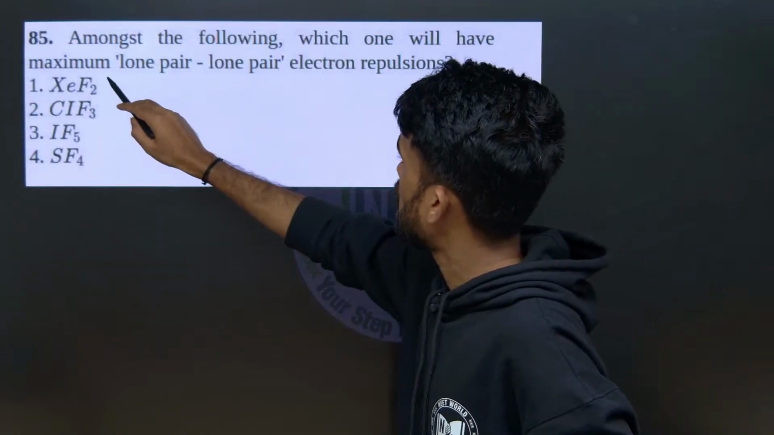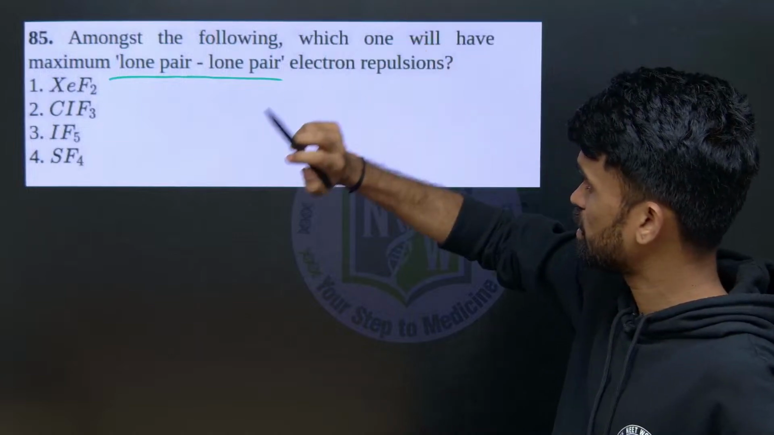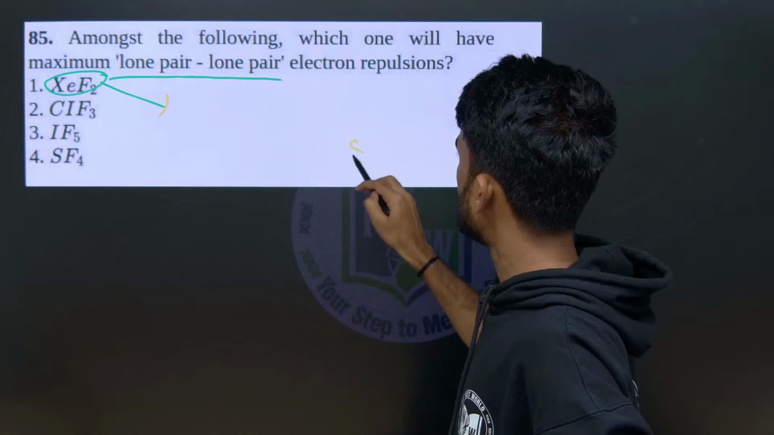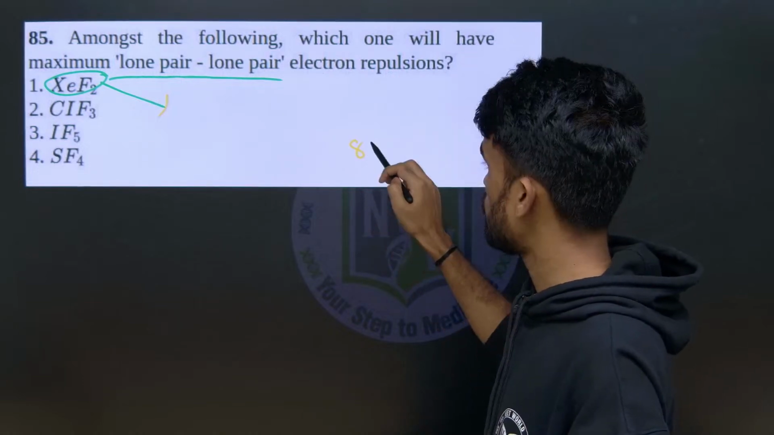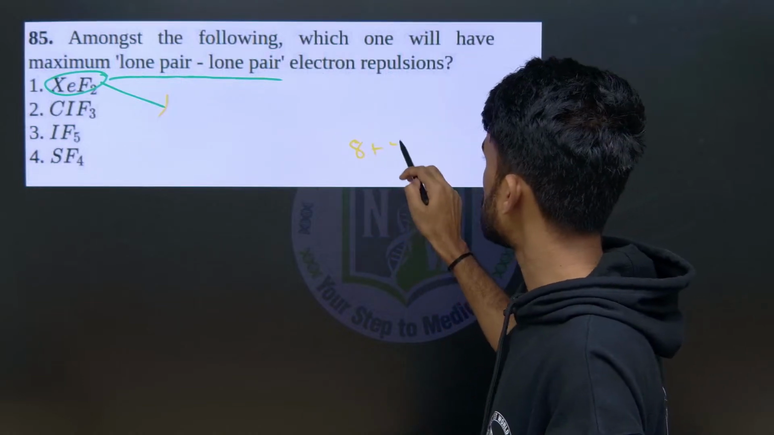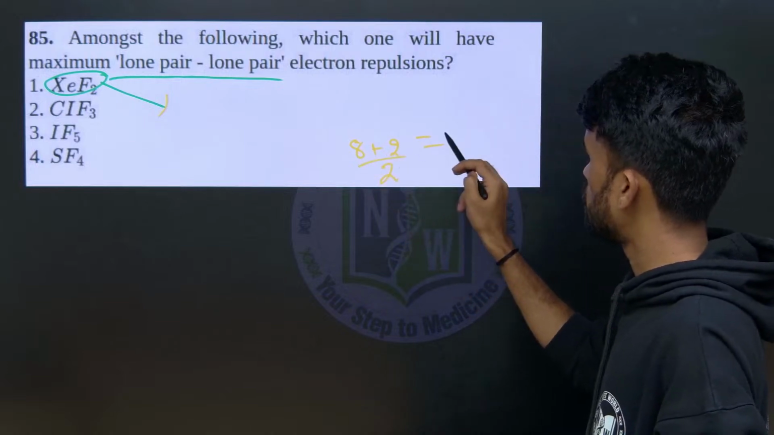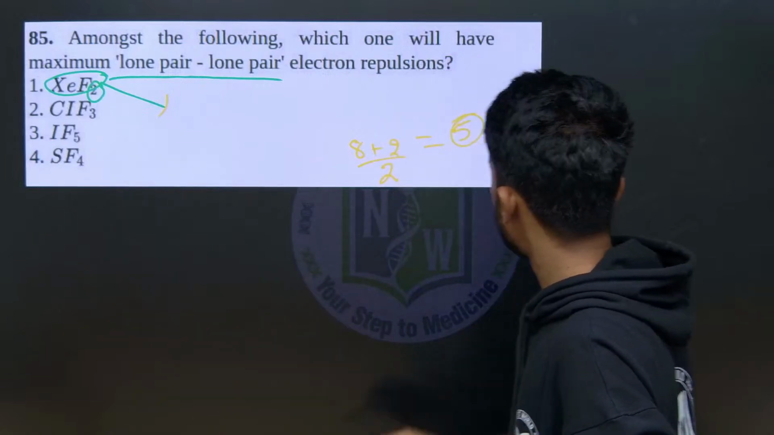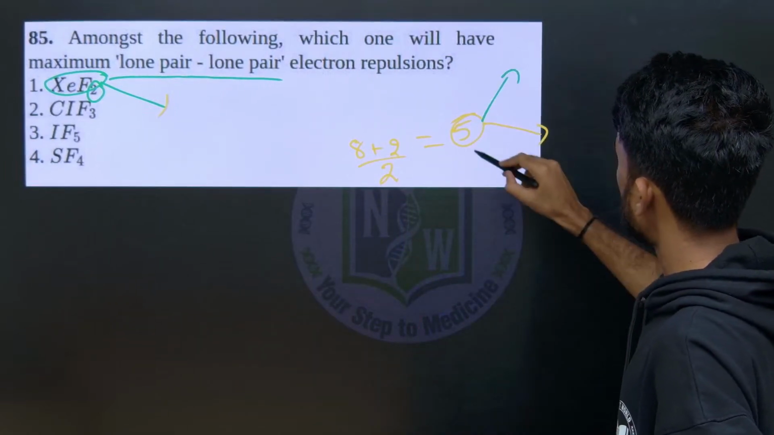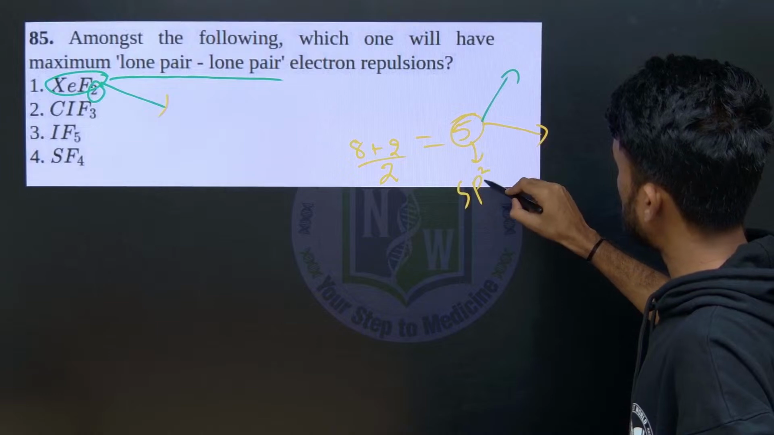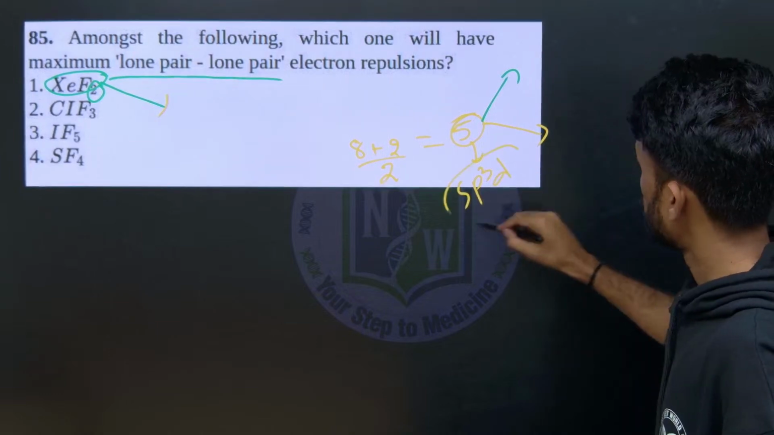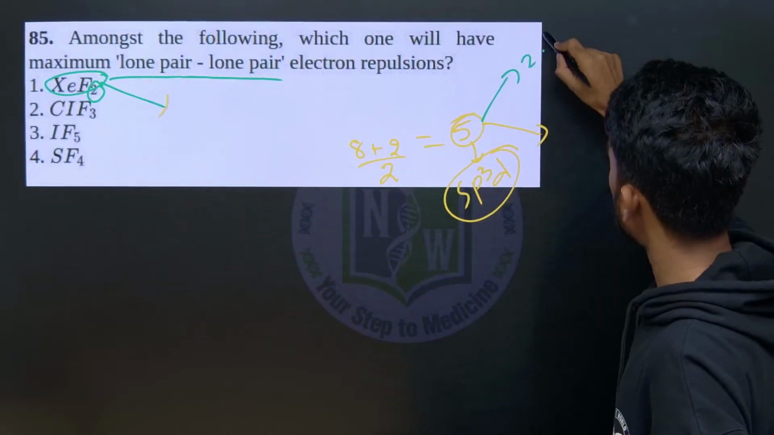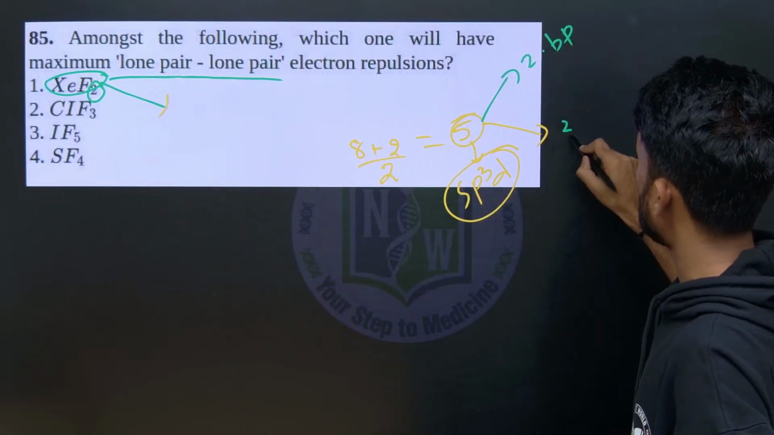Which will be having maximum lone pair repulsions? Just find the hybridization of each of these. For the first one, xenon is group 8, so valence electrons are 8, surrounding atoms are 2, so 10 by 2, that is 5. So out of these 5, 2 are bond pairs and 3 are lone pairs. 5 means sp3d hybridization, right? Surrounding atoms are 2, so it will be forming 2 bond pairs, and the next 3 are lone pairs.